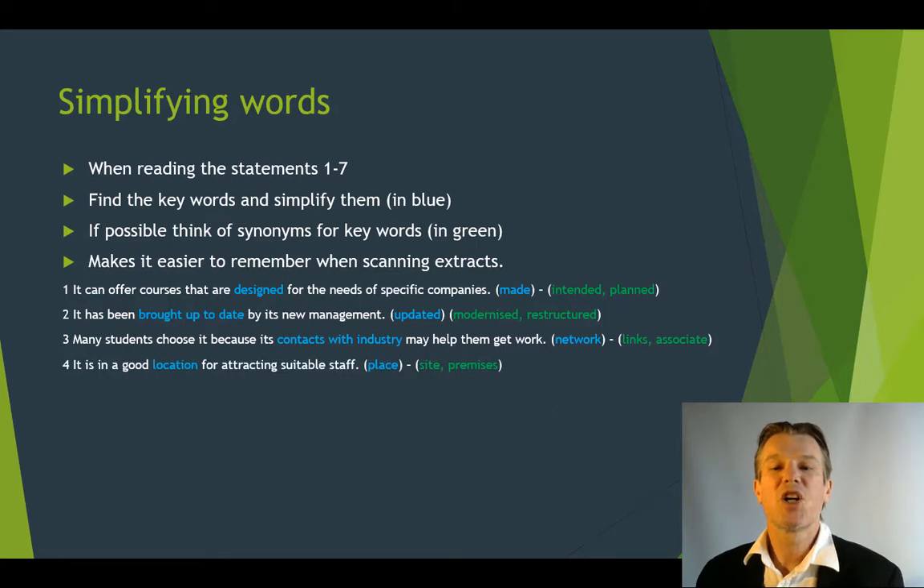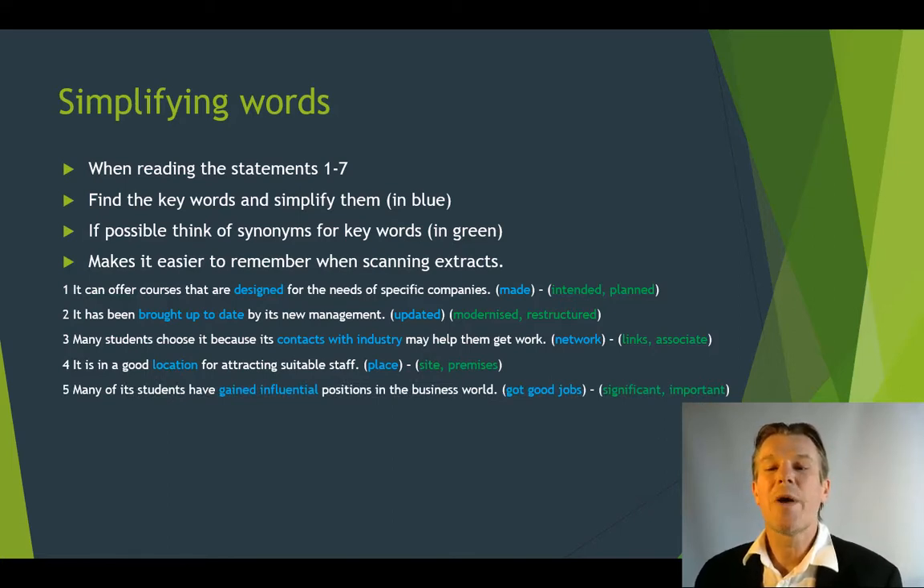Number 4, it's in a good location for attracting suitable staff. So location, an easier word for location when scanning the text is place. And synonyms that could come up are site or premises. 5, many of the students have gained influential positions in the business world. So gained influential, meaning they've got good jobs. So in my head, I'm thinking got good jobs when I'm scanning the texts. If the synonym significant or important came up, again, this could be the possible answer.